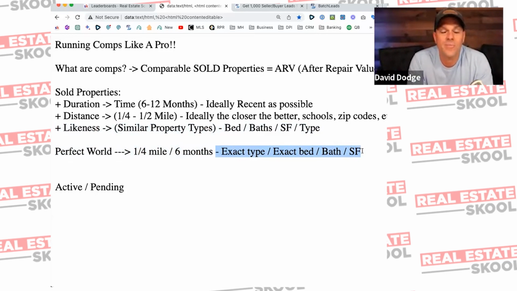And the reason is because these are what the appraisers are going to be using when they come out and do an appraisal. Appraisers aren't typically looking at the actives or the pendings. Now, again, we may want to look at those to get a gauge on what's happening in the market. But what matters to banks and appraisers, which essentially is going to give you an ARV, an appraisal is basically saying this is what the bank thinks the property's worth.